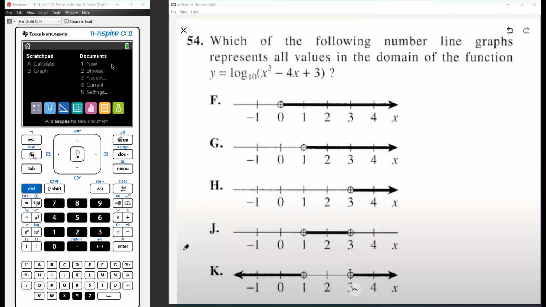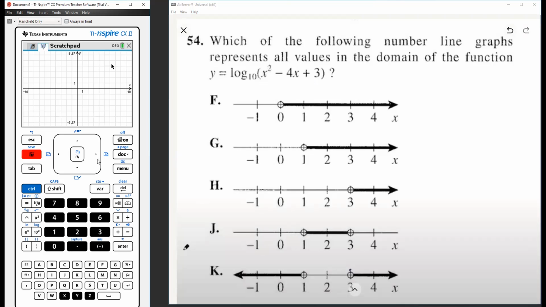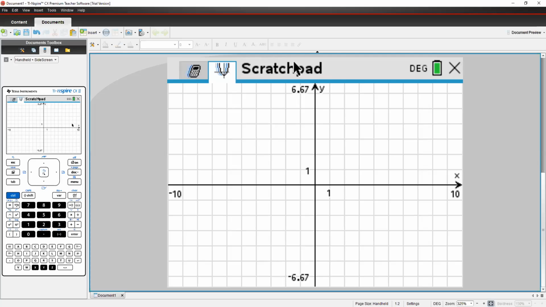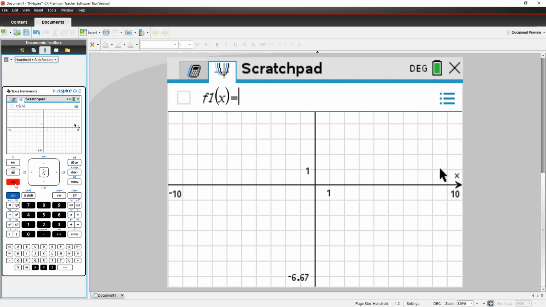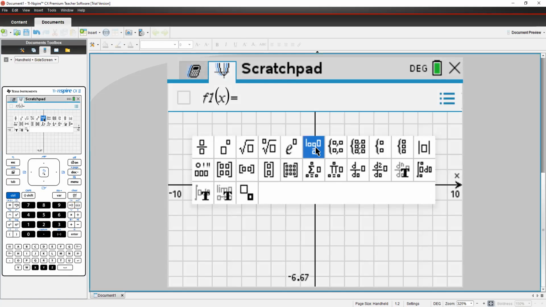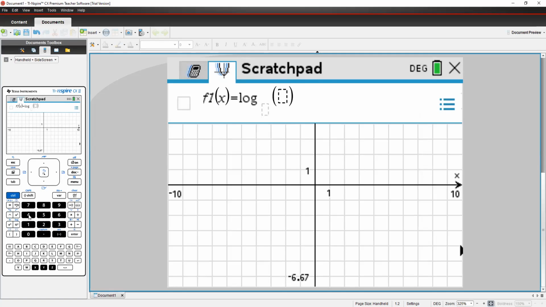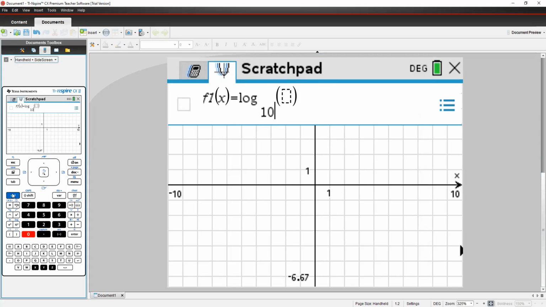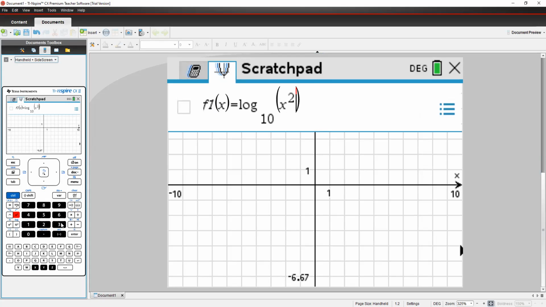I would take my graphing calculator and go to the graph. I'm going to make this a little larger so you can see everything I do. First, I hit the tab button and enter log base 10. The logarithm is right here, so I choose that one, and it's going to be base 10. I tab over and enter the quadratic: x squared minus 4x plus 3. Once I've got that, I press enter.